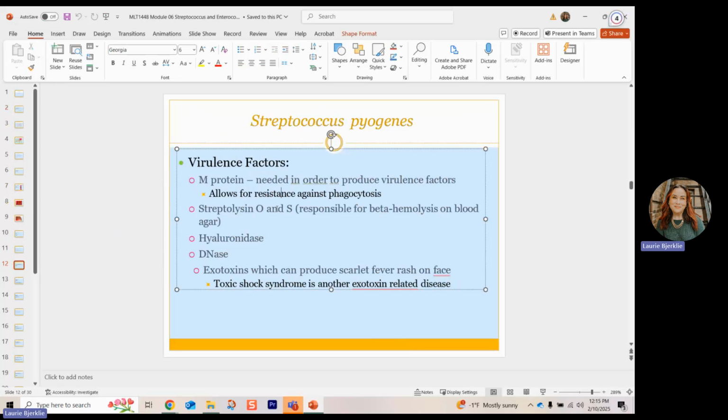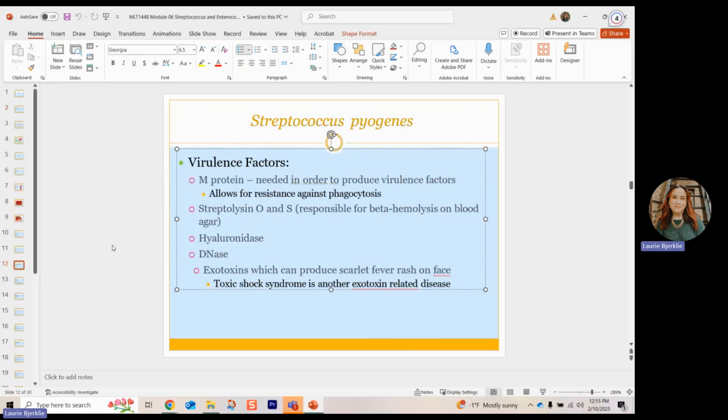Streptolysin O and streptolysin S are what will help make it beta hemolytic on the blood agar, so they will lyse blood cells. So I always think of the O for drilling holes in the agar, S kind of clears out the cells then once it drills the holes into the agar. That's the way I think of it.